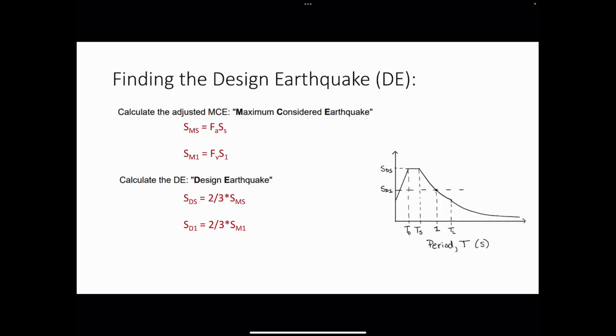All right, once you figure out those FA and FV values, then you can calculate the design earthquake. So first, we calculate what we call the maximum considered earthquake. And this is a magnitude that we use for some advanced types of analyses that we won't cover in this class. In this class, we're going to use the design earthquake, which is just 2/3 of the maximum considered earthquake. And that's what's represented by this spectrum graph.